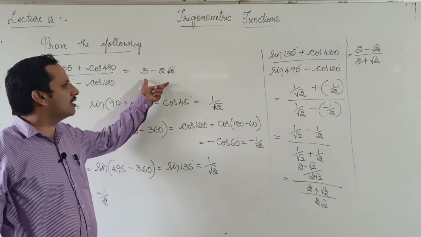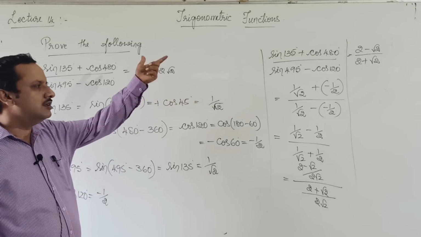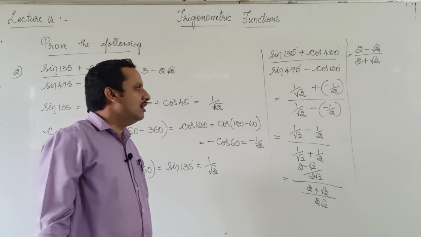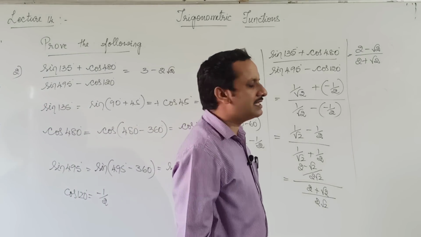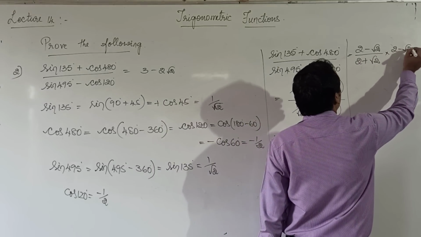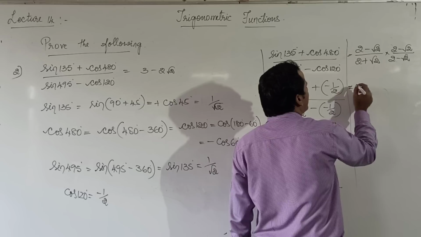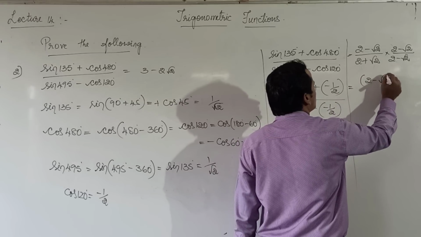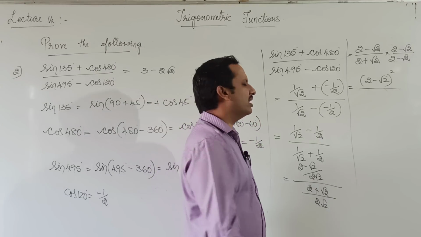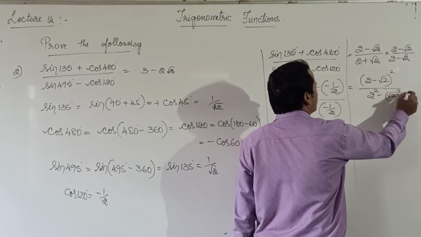Is it what we want? No. We want the answer as 3 minus 2 root 2. So what to do? We shall further simplify this. How can we do it? We shall rationalize the denominator. So multiply and divide by 2 minus root 2. Then in the numerator, 2 minus root 2 whole square. Denominator: a plus b into a minus b, that is a square minus b square.